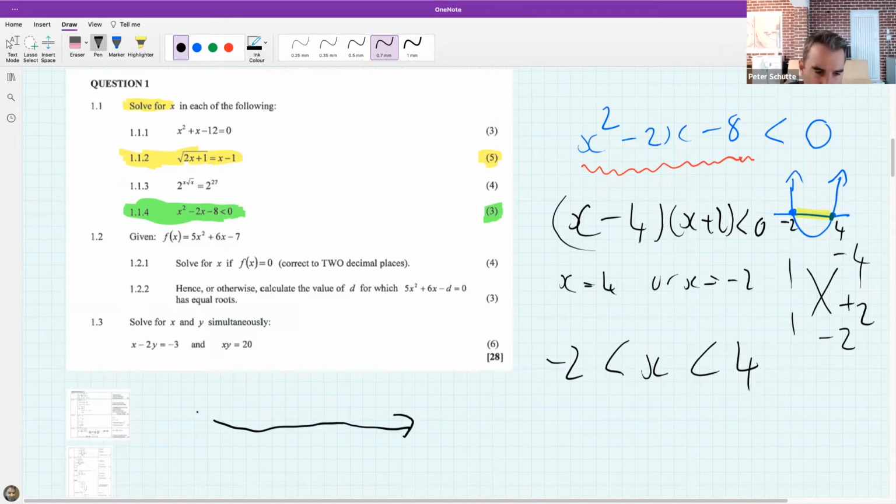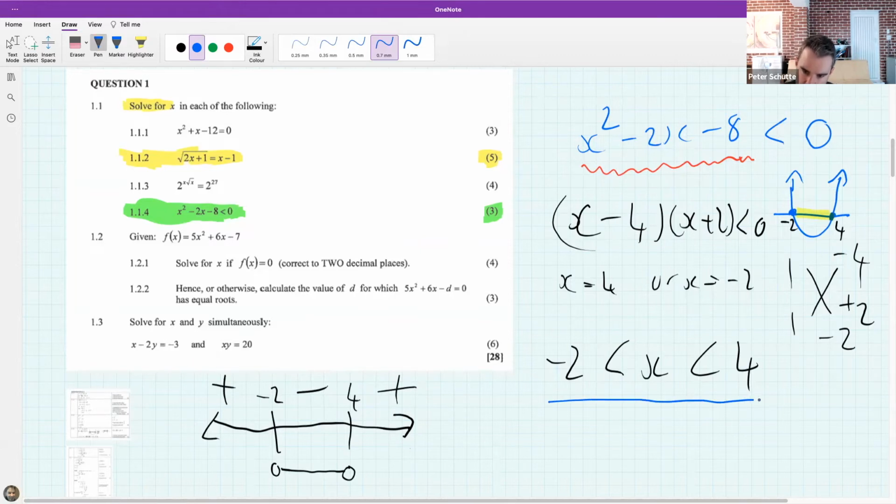Sometimes what can be useful, instead of doing the graphic method like that, is to take a number line and put your critical values. So here's -2 and here's 4. And we can see from the graph, or we can just sub in a value greater than 4. If we sub in a value greater than 4, this is positive. And then when it comes over here, this is negative, this is positive. And then we can see that our answer is basically that region, this bit here. So x is between -2 and 4.